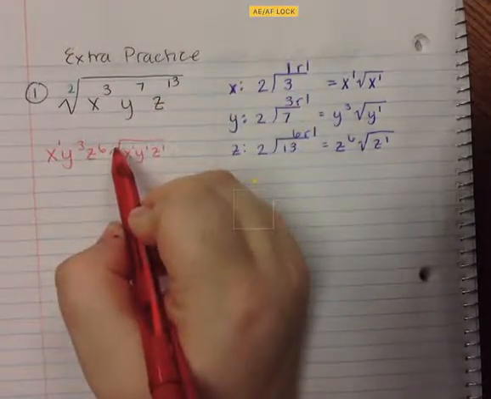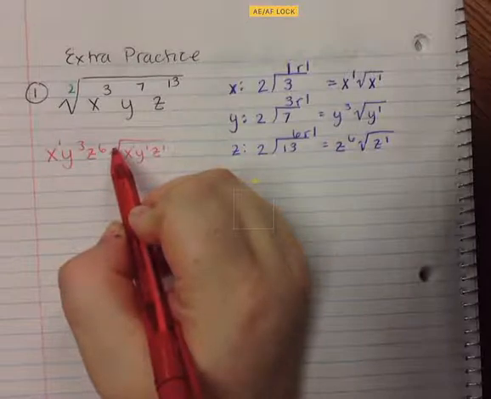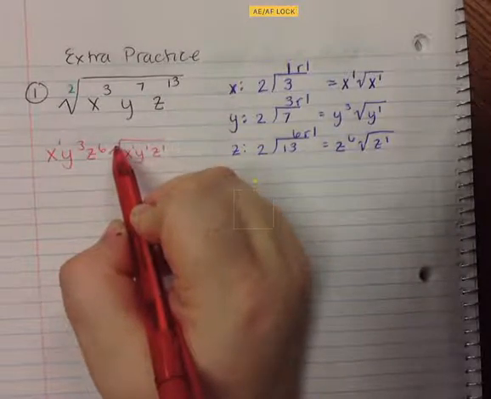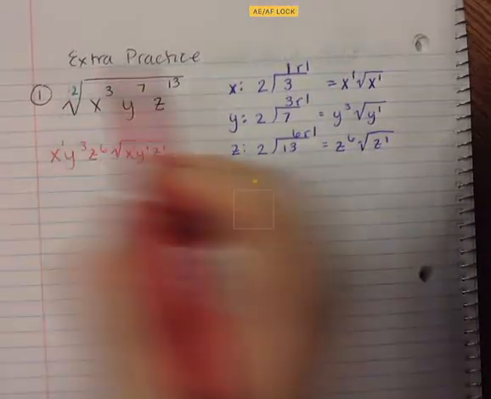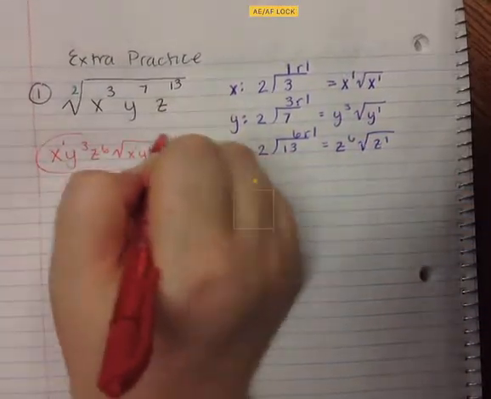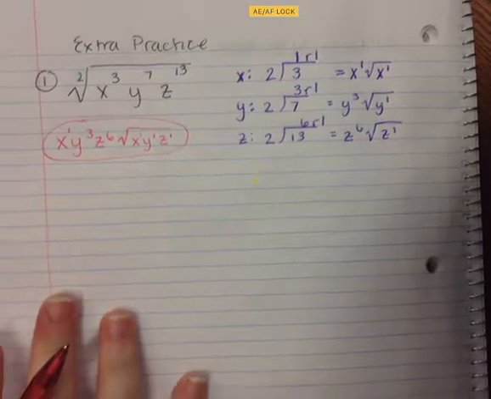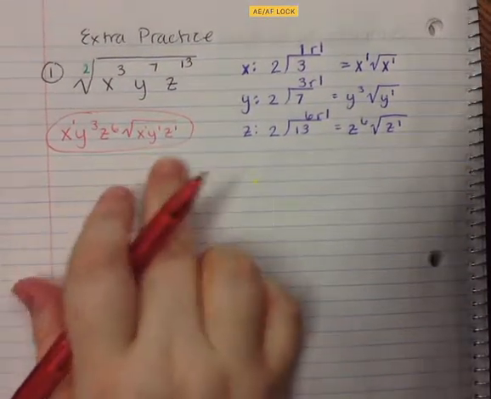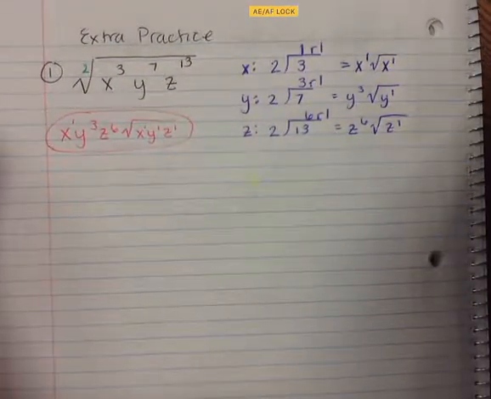Now, this is still technically a square root, even though I don't have the number there. Remember, if you don't see a number, that is a square root. All of these are square roots. I just have to make sure that my roots are the same throughout the entire problem. And that's our answer.